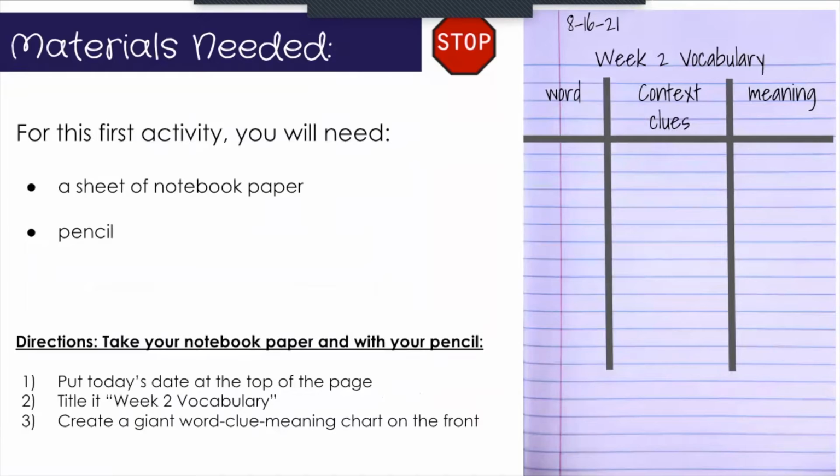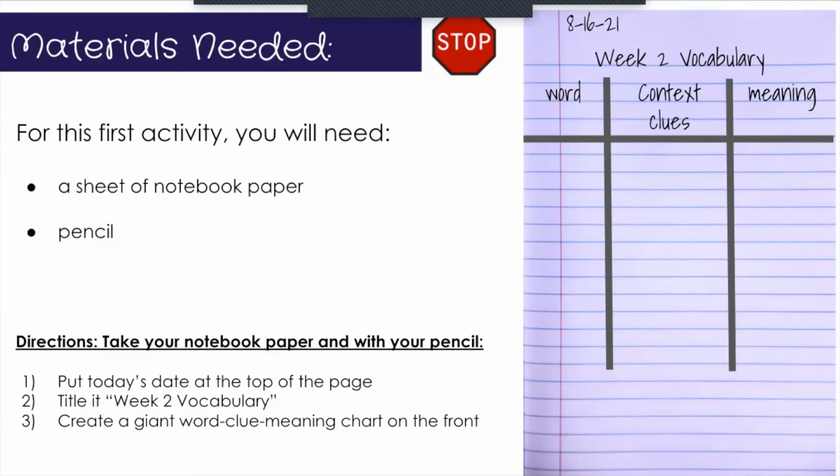For this first activity, you will need your sheet of notebook paper and your pencil. So you can just put your reading textbook up in the corner of your desk. Let's look at the directions. We're going to take your notebook paper and with your pencil, I first want you to put today's date at the top of the page. Today is August the 16th. So you can write 8-16-21.